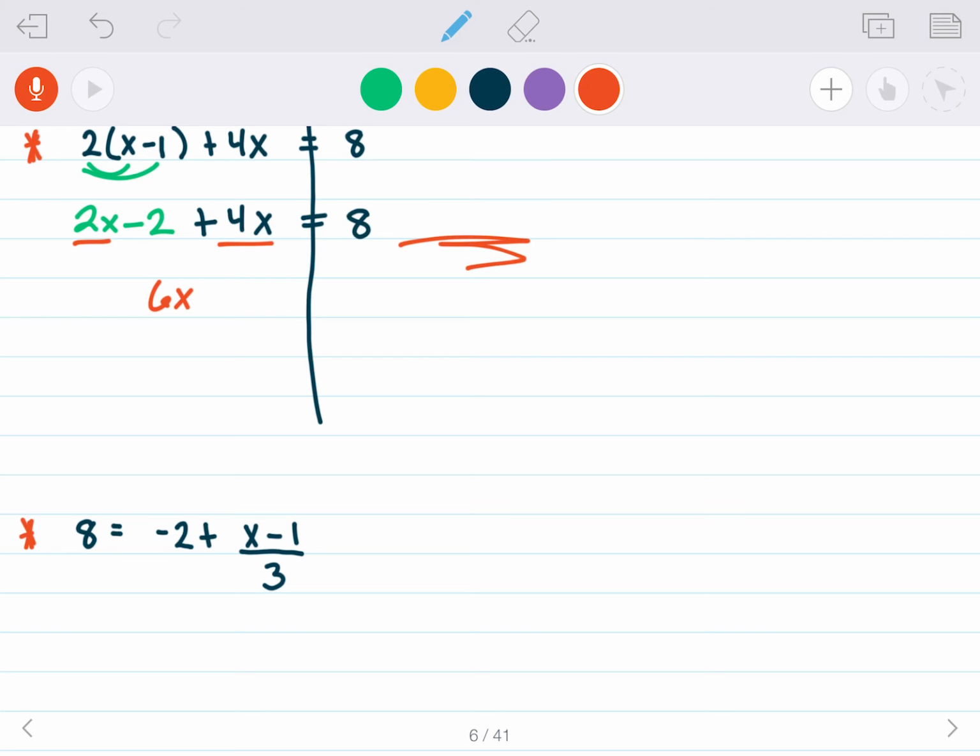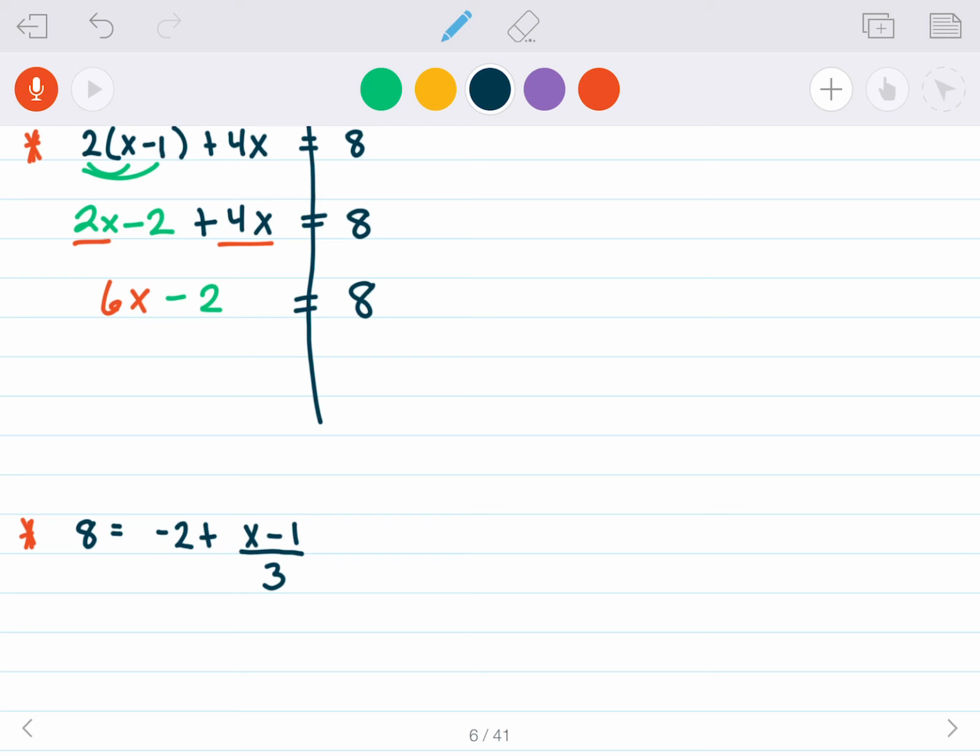I'm just condensing it, right? I'm not introducing anything new, so I'm not doing the same thing to both sides, if that makes sense. So 2x and 4x together make a 6x, and I still have that negative 2 hanging out there. All right, now on the left side, I want to get x alone.